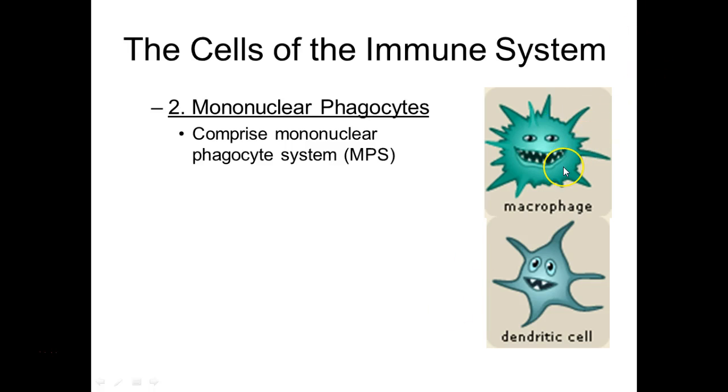So this one is awesome, right? Because look at him. Doesn't he look like an eater? He looks like he would bite you, right? And that's what he's going to do, right? Their name, mononuclear phagocytes. So mononuclear referring to their nucleus as being singular and intact.